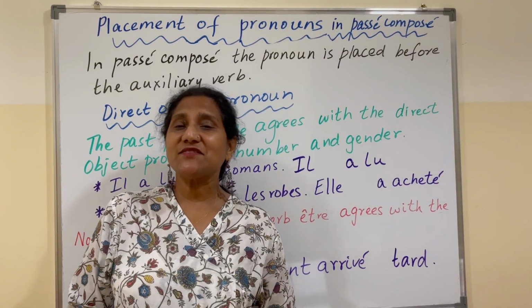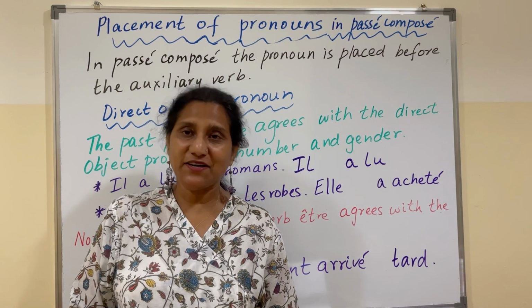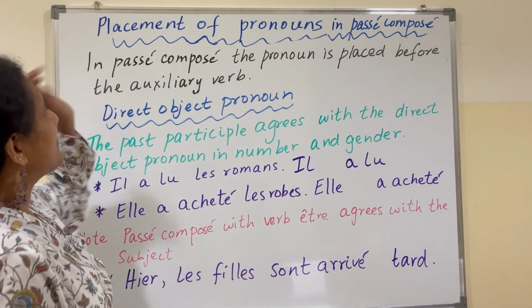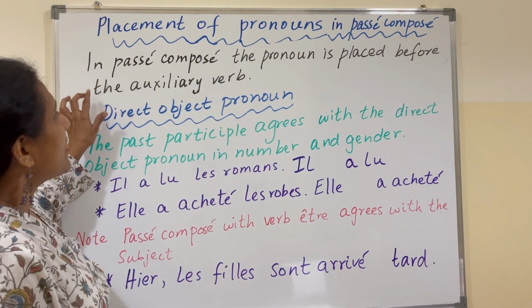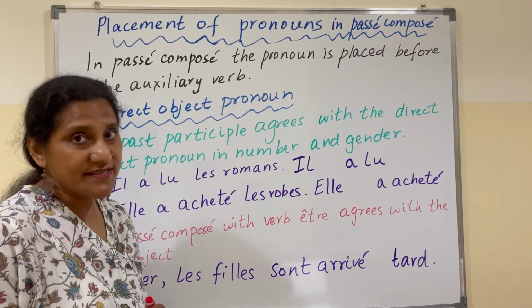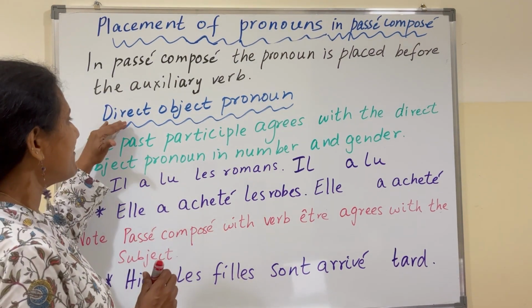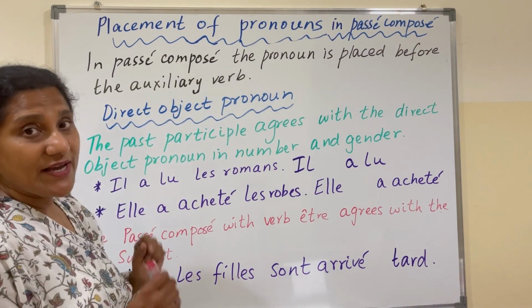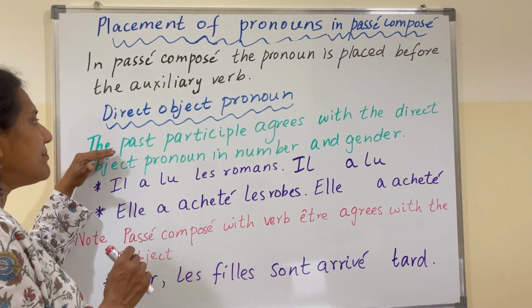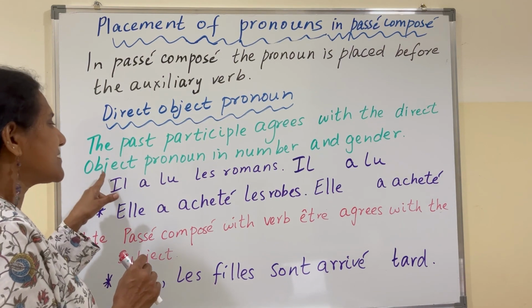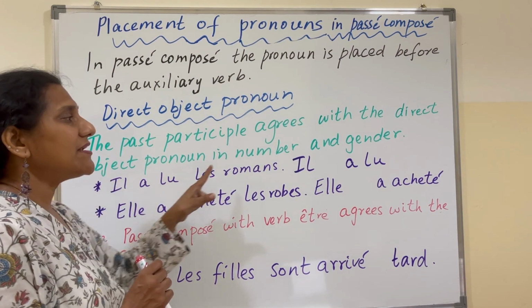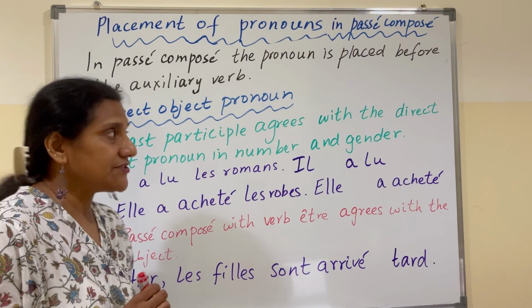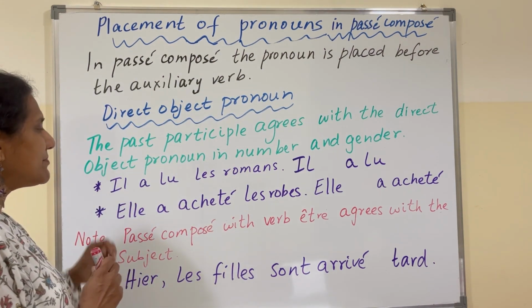Let's learn the placement of pronouns in passé composé. So in passé composé, the pronoun is placed before the auxiliary verb. But we have to be careful. When it's a direct object pronoun, we have to be very careful. The past participle agrees with the direct object pronoun in number and gender. So let's look at an example.